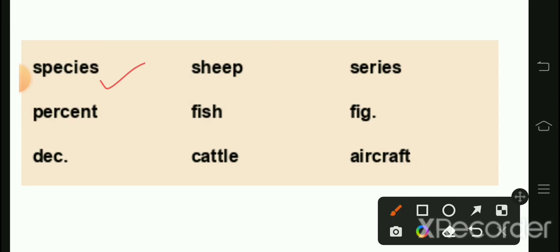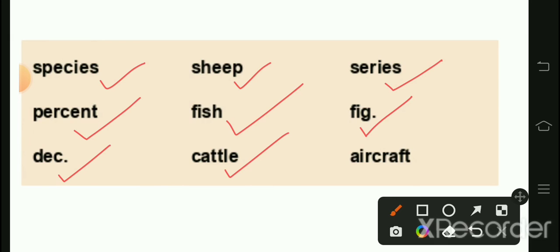And the second word is sheep. Yes, no need to add anything in this word. It will be the same in singular and plural. Then series, then person, then fish, fig, December, cattle, aircraft, etc. These are the words that will be the same in singular form and also in plural form.